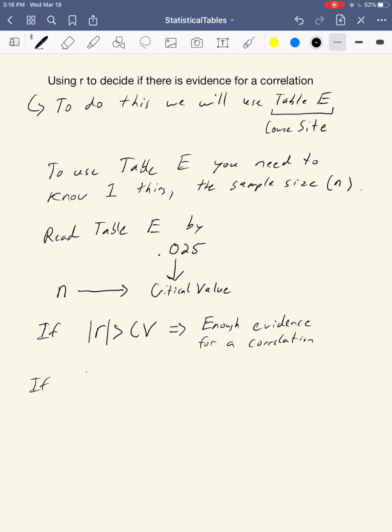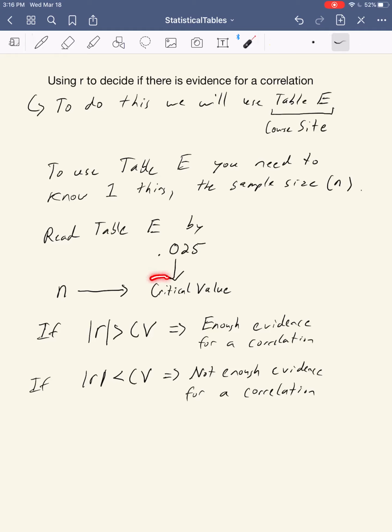If the absolute value of R is less than the critical value, so if your correlation coefficient in size is less than your critical value, this means there's not enough evidence for a correlation. Okay. Now, I know that this is a lot of information and we might not be exactly sure what table E is really doing. So just keep in mind that basically table E yields something called the critical value, and then we compare our correlation coefficient against that critical value.